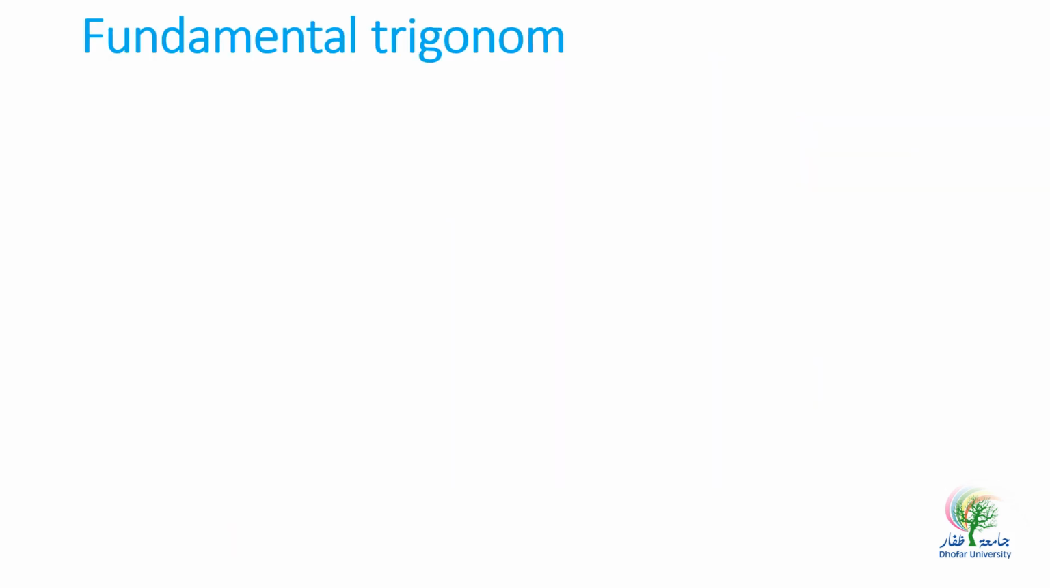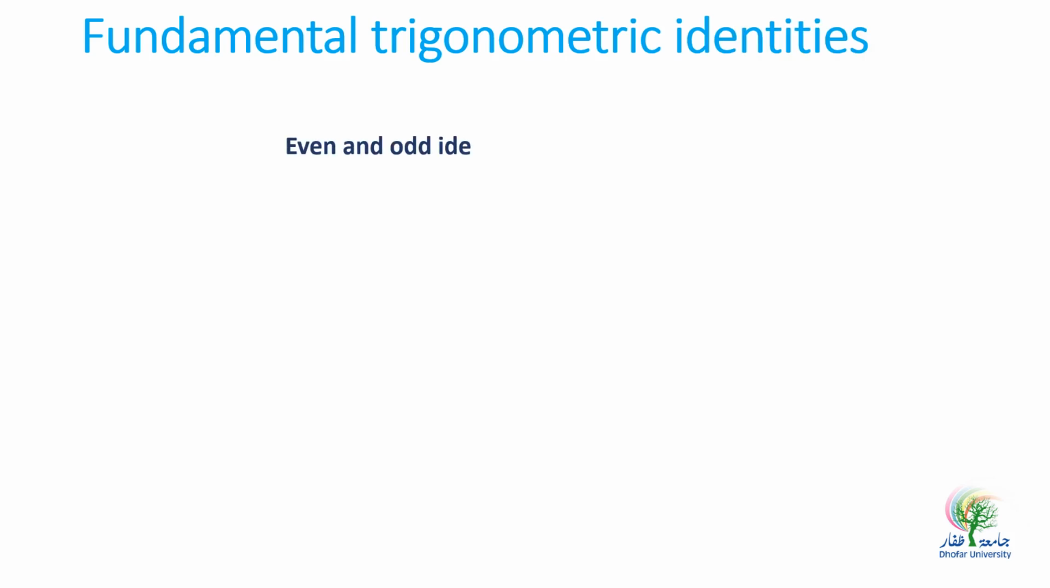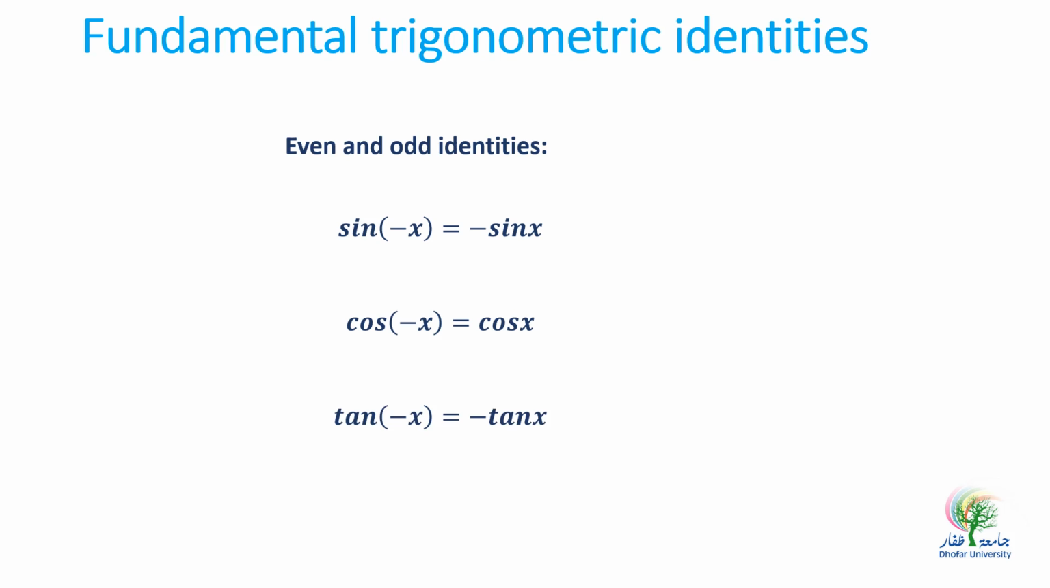Some more identities, that are called even and odd identities. Sine of minus x equals minus sin x. Cosine of minus x equals cosine x, and tangent of minus x equals minus tangent x.